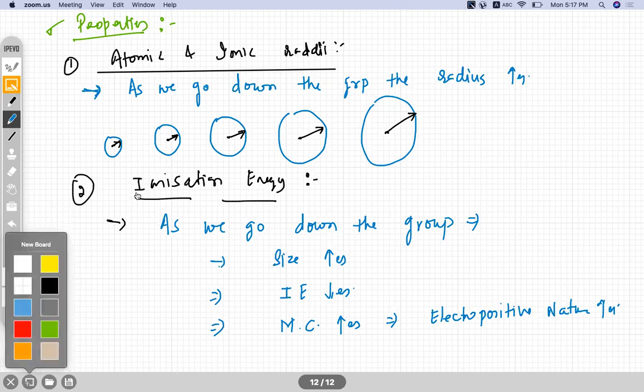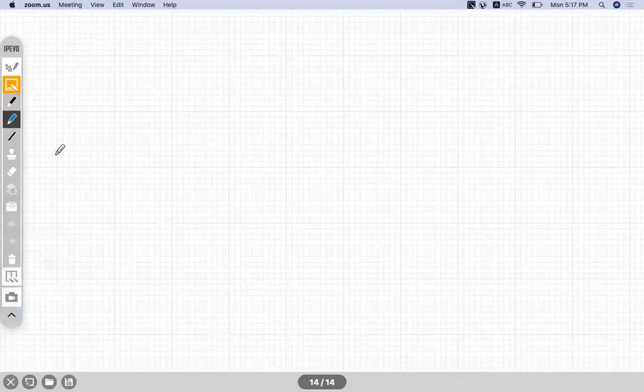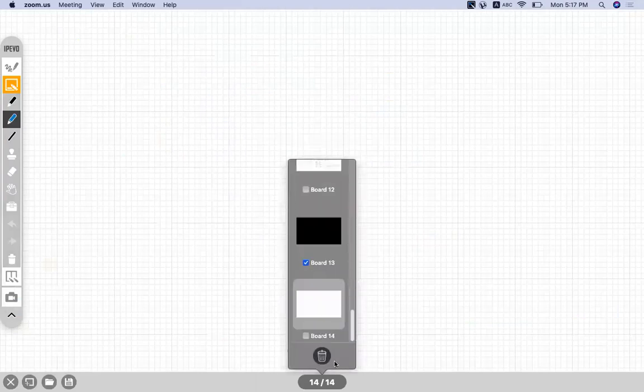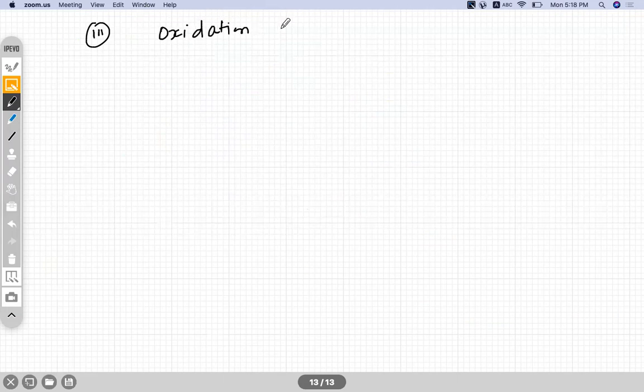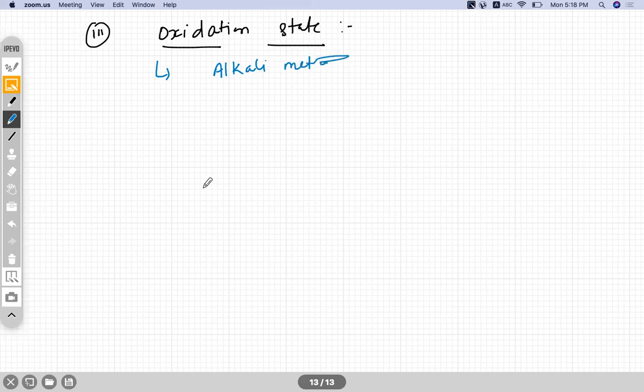Okay, next, write down the third property. If you talk about the oxidation state, there is only one possibility: alkali metal always shows plus one oxidation state. Okay, plus one oxidation state. Any compound, if you see Na2SO4, NaCl, LiCl, any example you can take.